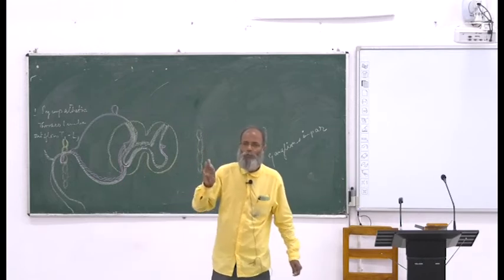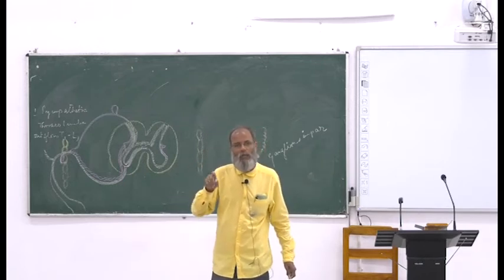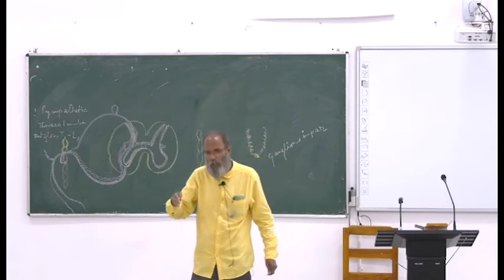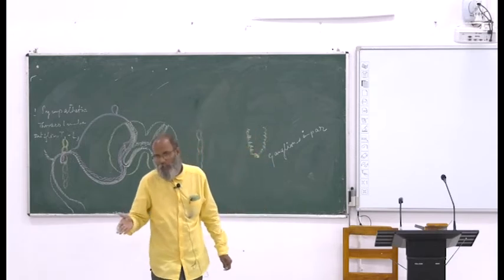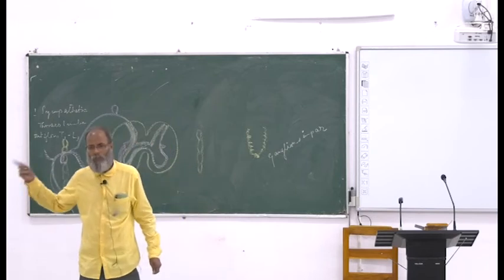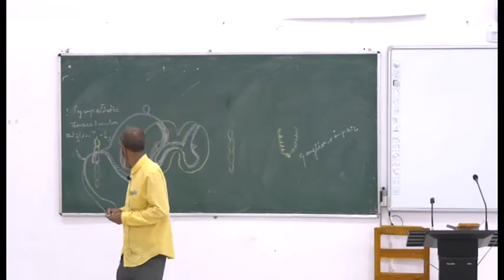There can happen two to three things. Number one, they will relay. You know the meaning of relay? That is, the first order of neuron will end, and after a synapse, the second order of neuron will start. So, number one, they can relay.